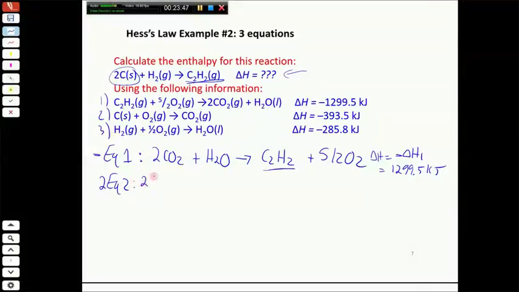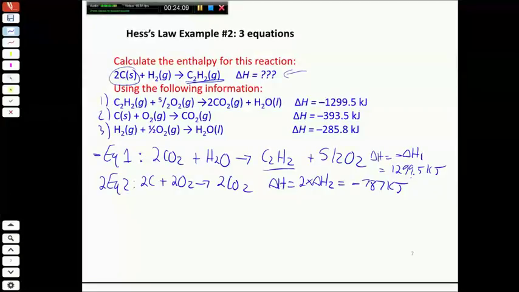So if we double the second equation, 2 carbon plus 2 O2 goes to 2 CO2. And then the delta H for this, if we double the coefficients, we're going to just double the delta H for that second equation. So that becomes negative 787 kilojoules.